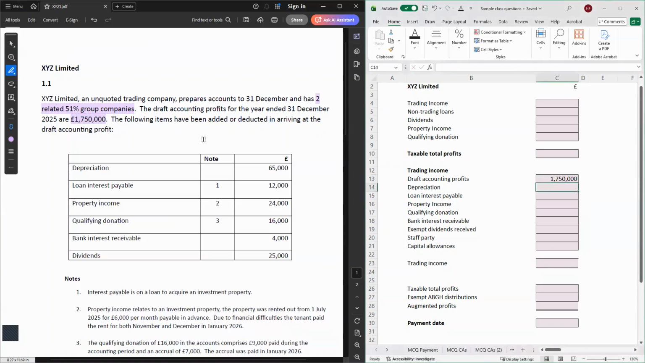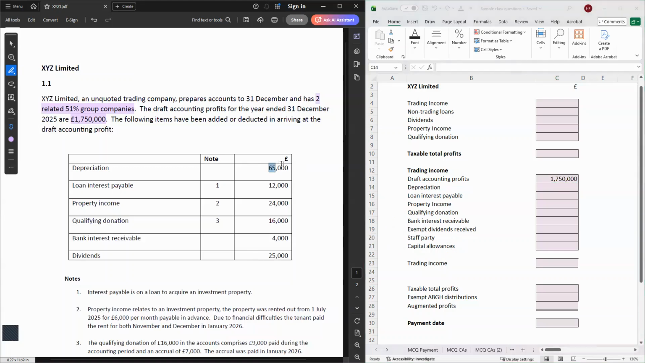The following items have been added or deducted in arriving at the draft accounting profit. So we're being told that these items here have already been deducted or added in calculating the draft accounting profits. So if we think that's correct, we need to do nothing. And if we think an adjustment's required, if we think they're not allowable, then we need to add them back here or move them to a different schedule if we think it shouldn't be taxed in trading income.